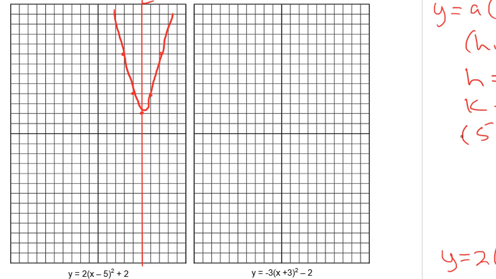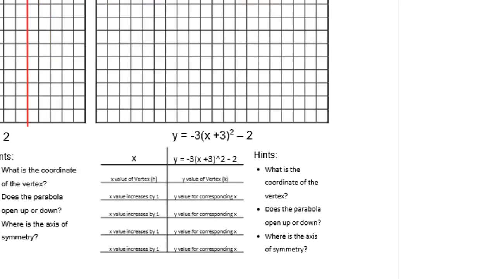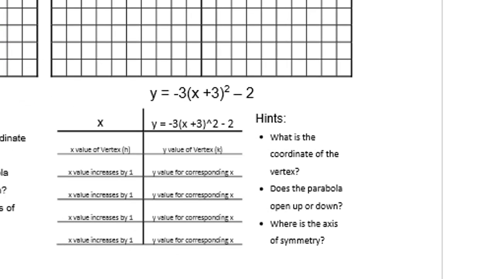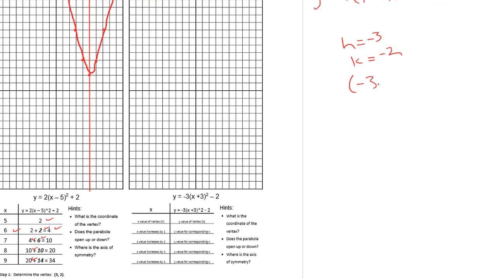Let's take a look at another example. So for this next equation, we can see that h is going to equal negative 3 and k equals negative 2. That tells us that the vertex is going to be at negative 3, negative 2. And we can go ahead and plot that as well. So negative 3 is going to be 3 spots back and then down 2. So our vertex is going to be right here.